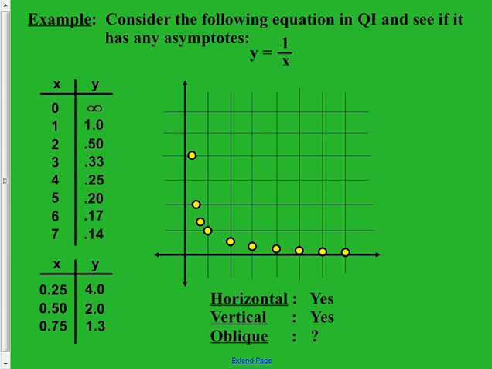Now, does it have an oblique asymptote? Meaning, is there a slanted line that runs through the graph that the points are trying to follow along? It seems pretty clear there is no such thing in this graph, but we'll look at some more in a moment. But in this graph, there does not seem to be any type of oblique asymptote.